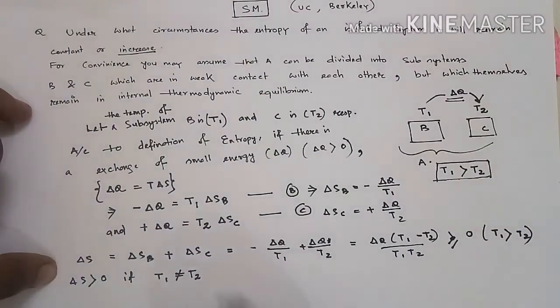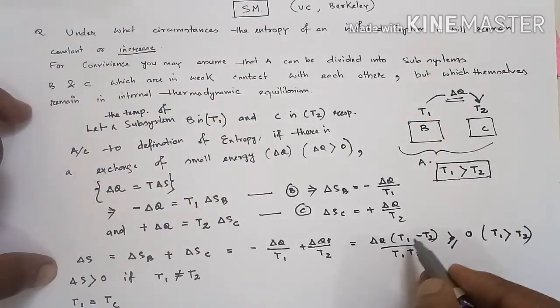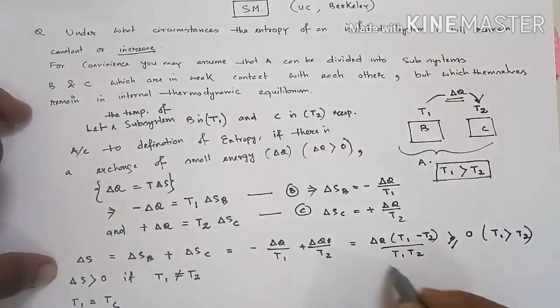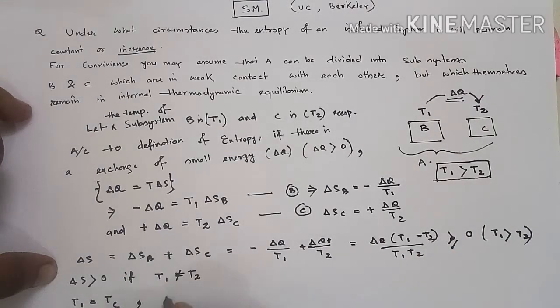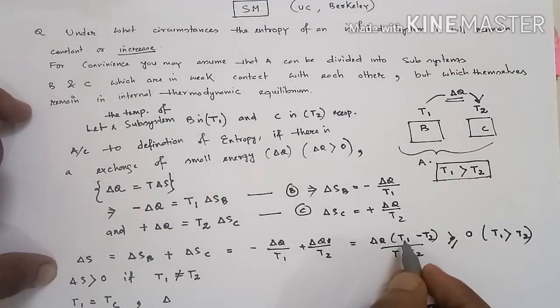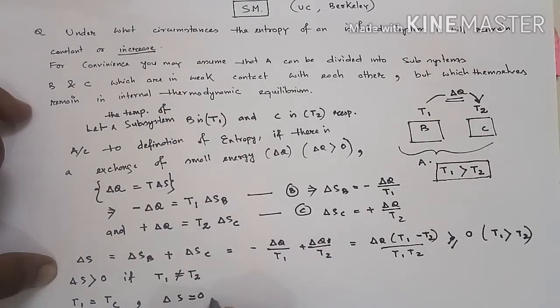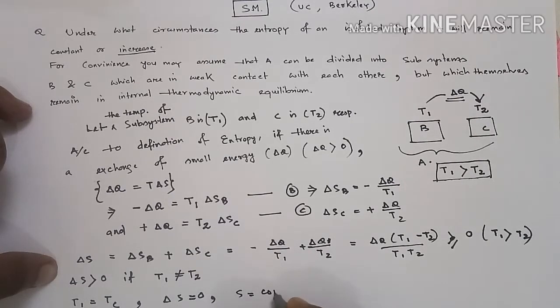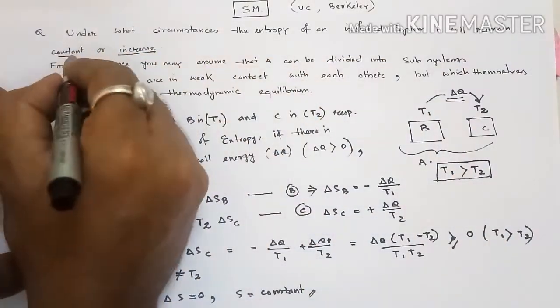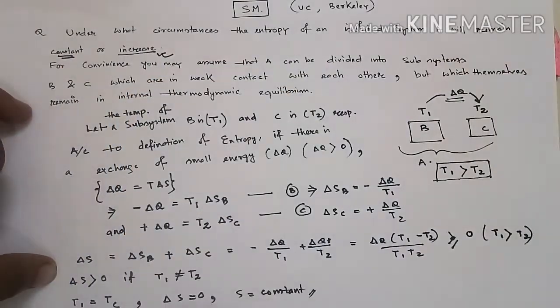But when will it remain constant? It will be constant when the temperature of subsystem B is equal to that of subsystem C. Then from this equation we can see that the difference becomes zero, so the whole expression ends up as 0. So finally we can say when the temperature of B is equal to the temperature of C, delta S will be 0. That means the change of entropy for the whole isolated system A is 0, which means S is constant. So these are the two conditions when the entropy will remain constant and when it will increase. Thank you.